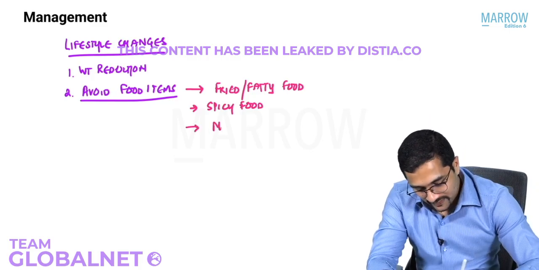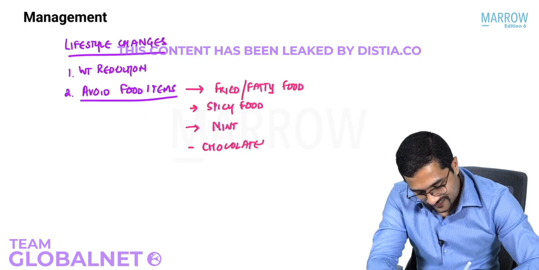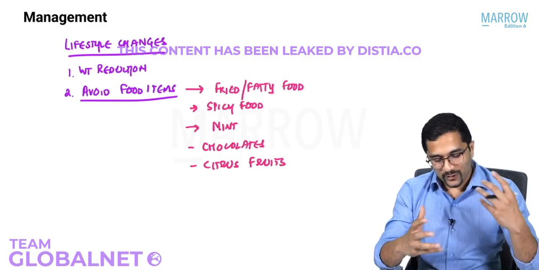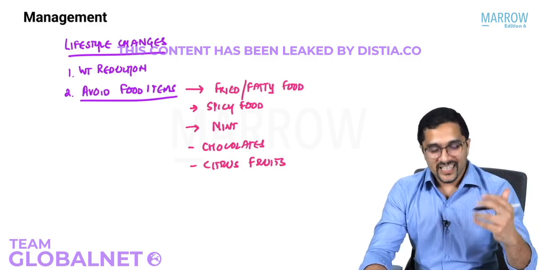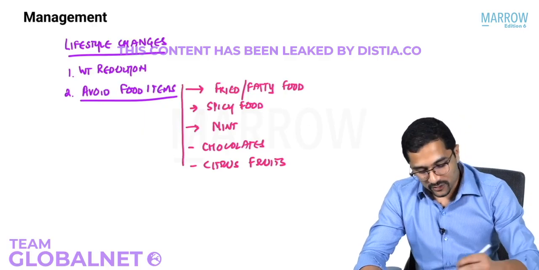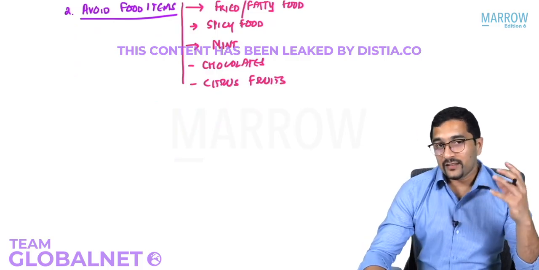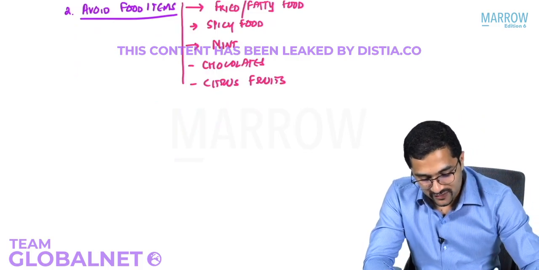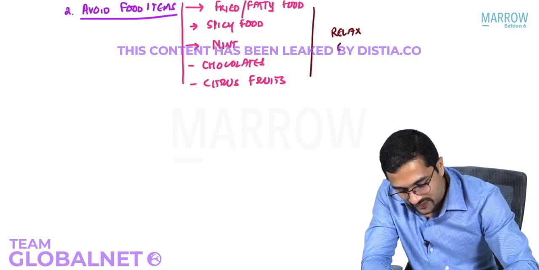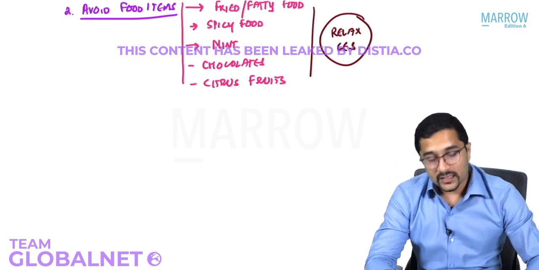Mint, chocolates, citrus fruits, so lemon water, nimbu pani, all those things will increase GERD. So these are the things which you tell the patient to avoid, because they relax the lower esophageal sphincter and they can worsen GERD. These food items can relax the lower esophageal sphincter and they can worsen GERD.